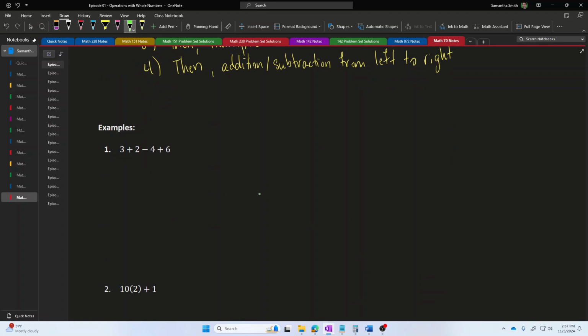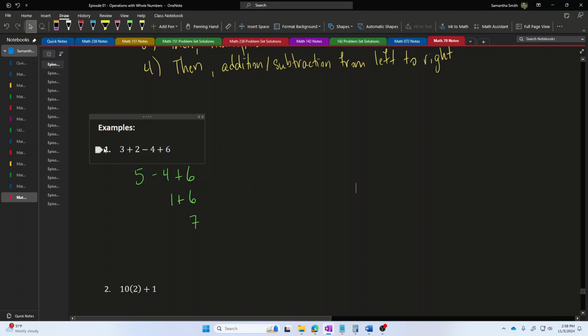So the first thing that I would do is, what's 3 plus 2? 3 plus 2 is 5. Then I would say, what's 5 minus 4? 5 take away 4 leaves you with 1 remaining. And then what's 1 plus 6? 1 plus 6 leaves you with 7. So the result of this combination of operations would be 7 units.